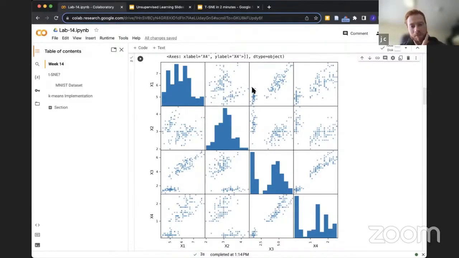So I would have guessed that there are two clusters, because in whichever pair of variables we look, we see two distinct groups of points.